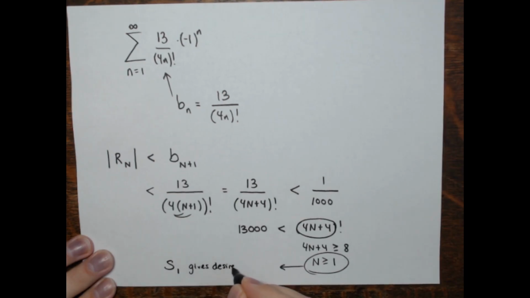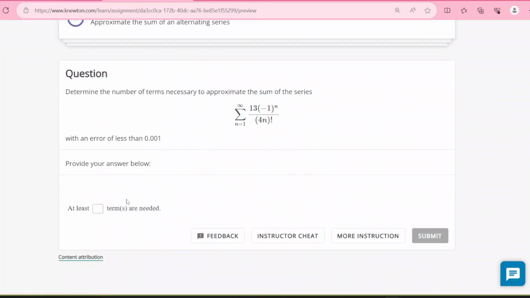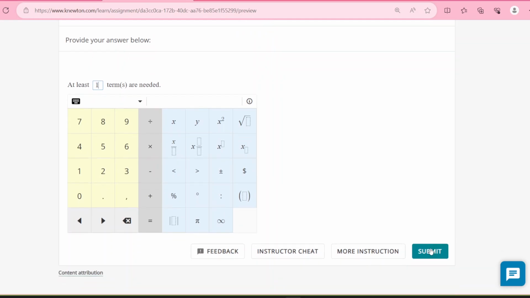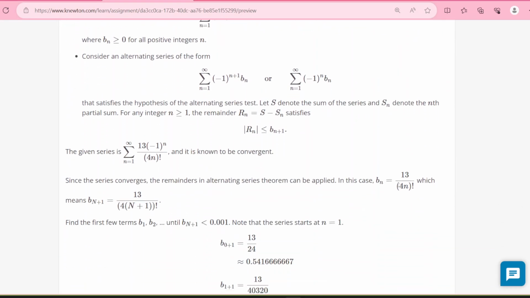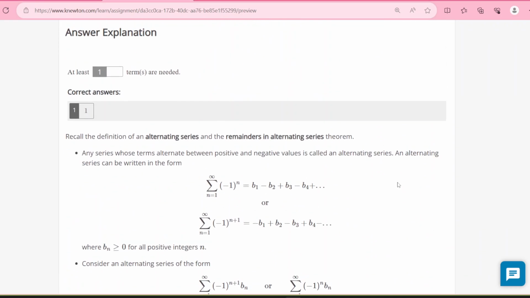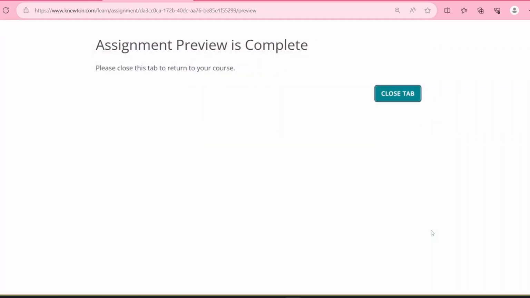I would only need to add one term to have an estimate that's within 1,000th of the actual sum of the series. So at least one term needs to be added here. Right? And then follow through and read the answer explanations. I think that's it. Yeah. So that's it for this preview version of this assignment.